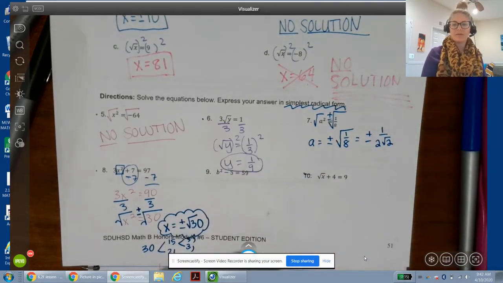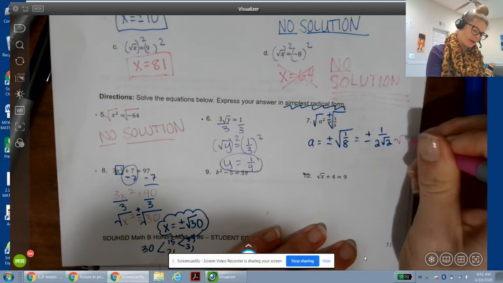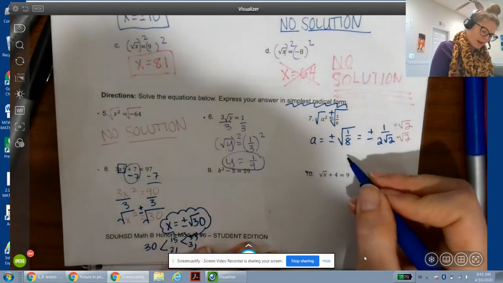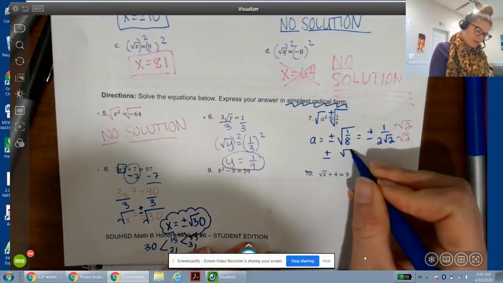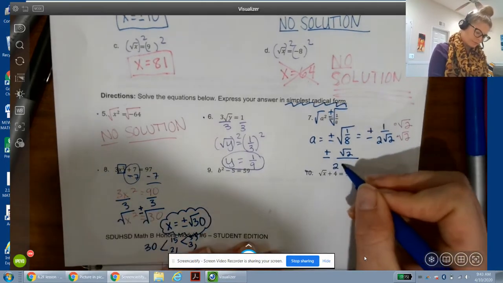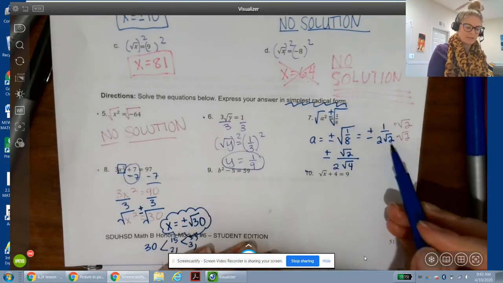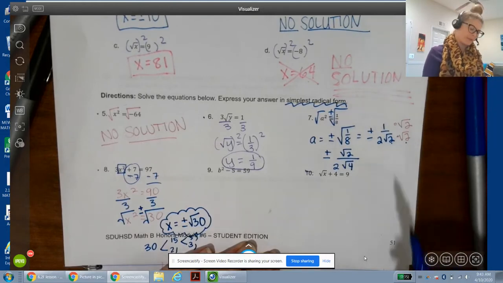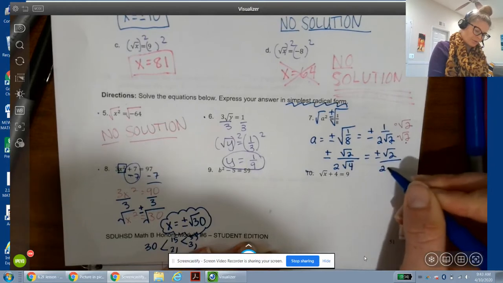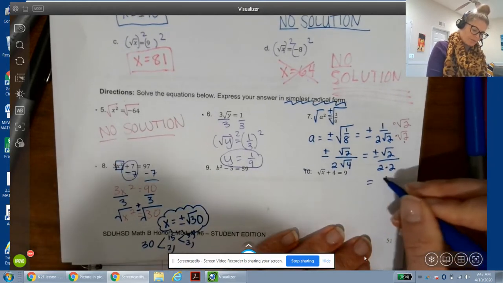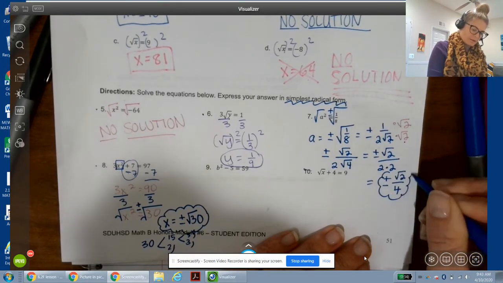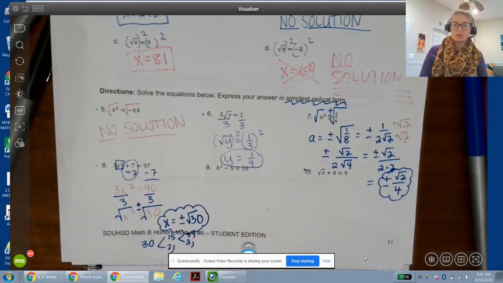Remember, we can't leave that radical 2 in the denominator, so I'm going to multiply by radical 2 in the numerator and the denominator. When you do that, you end up with plus or minus square root 2 over 2 times square root 2 is going to be square root 4, numbers on the inside times numbers on the inside, which is plus or minus square root 2 over 2 times 2, which gets you your final answer of plus or minus square root 2 all over 4. 2 solutions there.